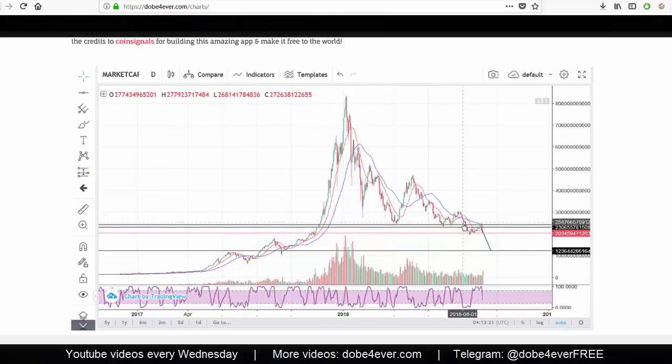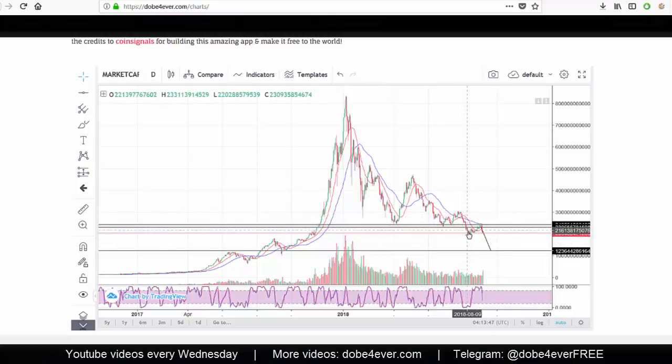But I expect Bitcoin to break below 6,000 at some point and then do the exact same thing that happened here. Go below 6,000, maybe to 5,000, and then come back up to retest 6,000 as a resistance, get rejected, and continue to go down. I'm expecting this for Bitcoin. I have been talking about this for quite some time, so I expect this to happen at some point.